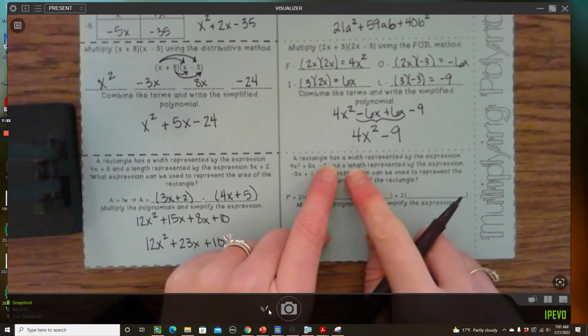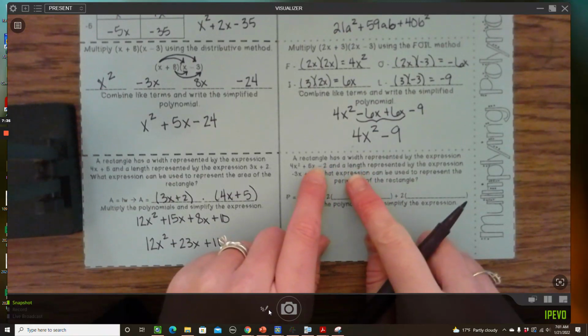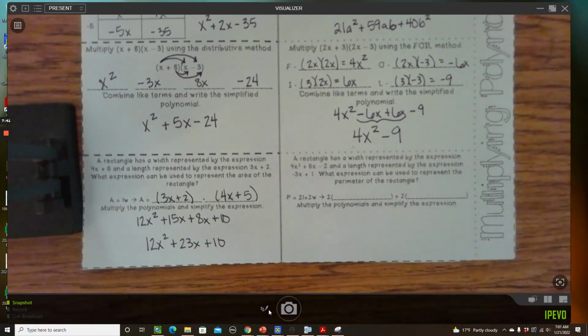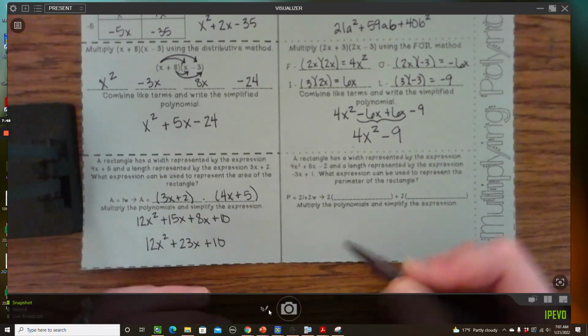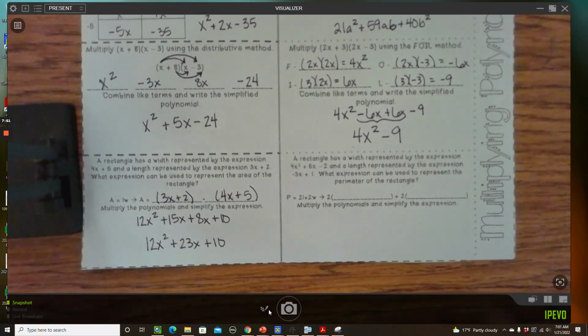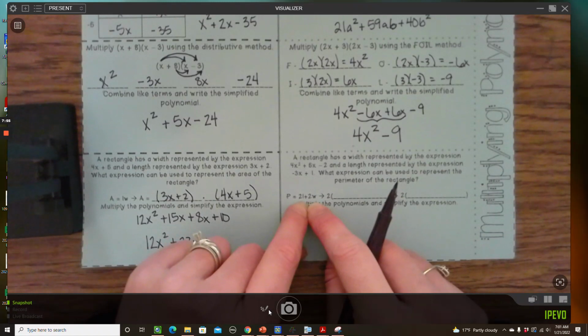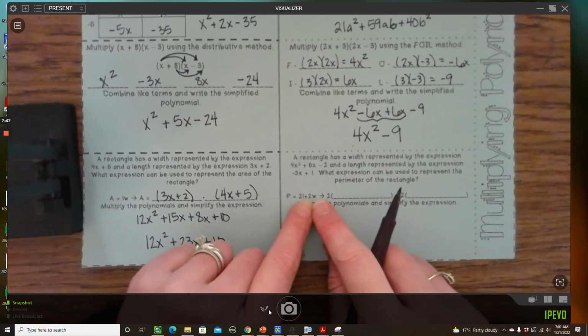All right, a rectangle has a width represented by the expression 4x squared plus 5x minus 2, and a length represented by the expression negative 3x plus 1. What expression can be used to represent the perimeter of the rectangle? So for perimeter, we would do length plus width plus width. We would add all the sides. But to simplify that, we can do 2 times the length plus 2 times the width.